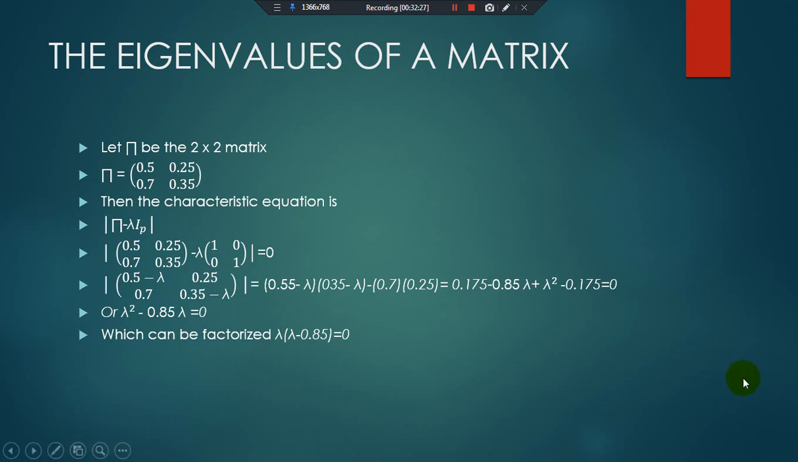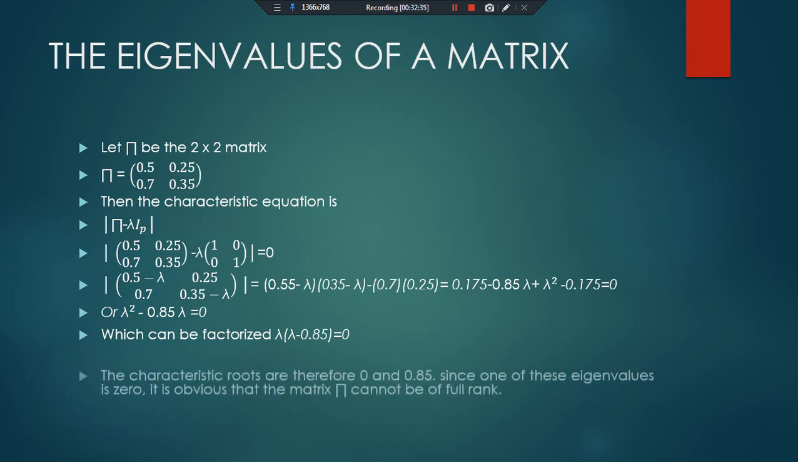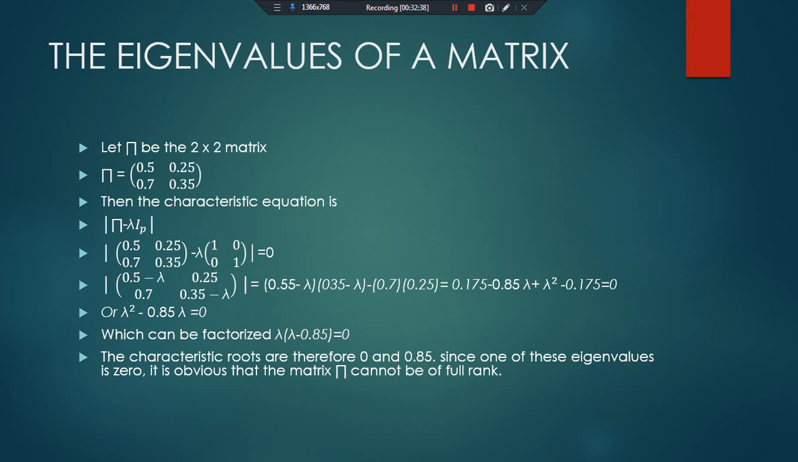Here we can do the factorization, and we get lambda is equal to 0 and lambda is equal to 0.85. So the characteristic roots are: one root is 0 and the other root is 0.85. Since one of these eigenvalues is equal to 0, it is obvious that the matrix pi cannot have full rank. In fact, it is also obvious from just looking at pi, since the second column is exactly half of the first. You can see that the second column is half of the first.